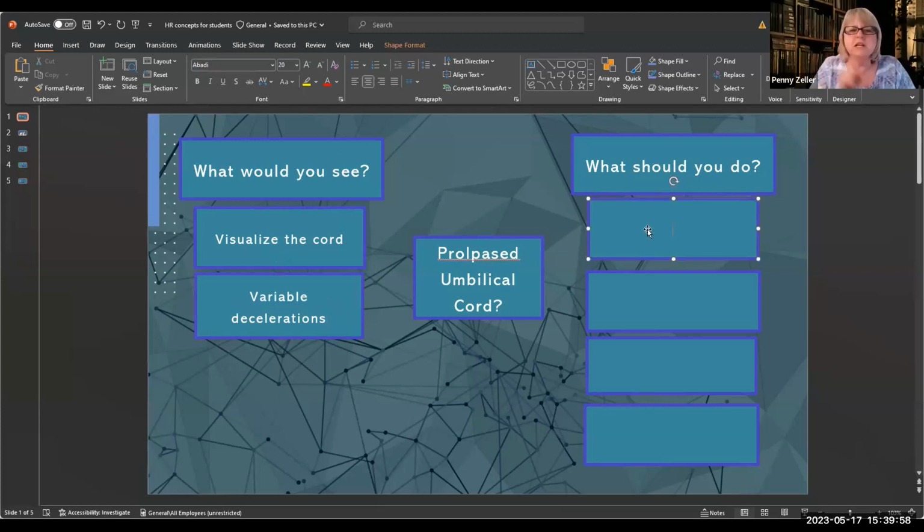What would you do? What is the very first thing you need to do? Change the position of the mother, the knee chest position. Or if you can't do that, you can do Trendelenburg.